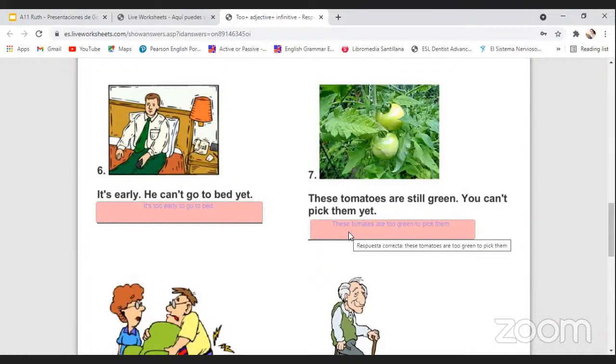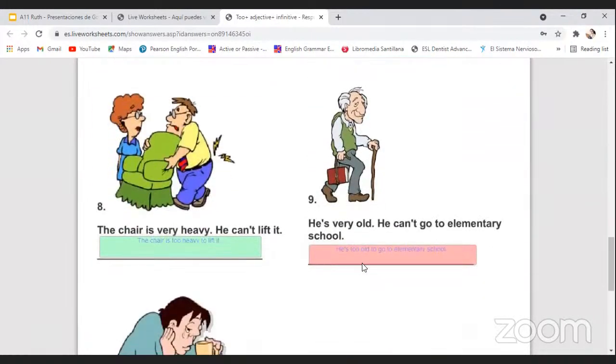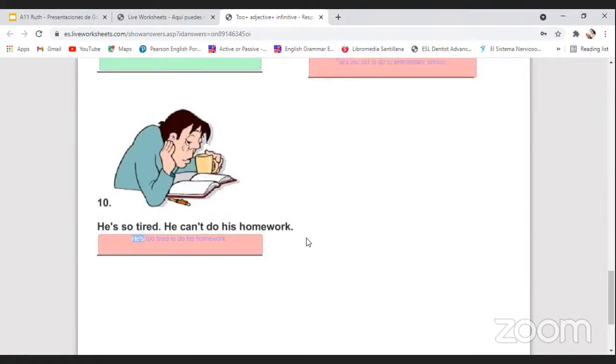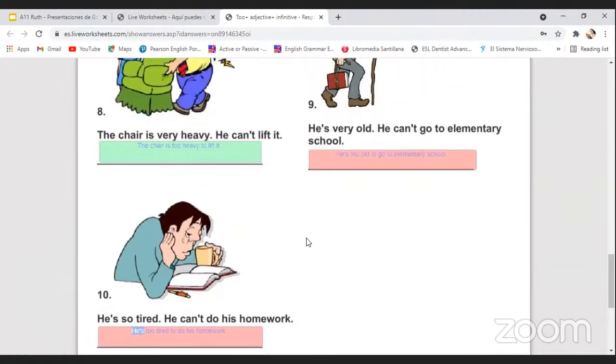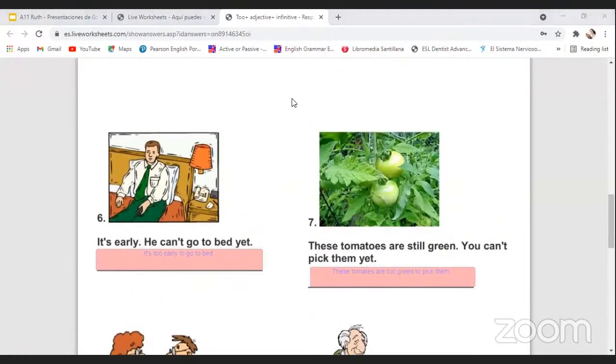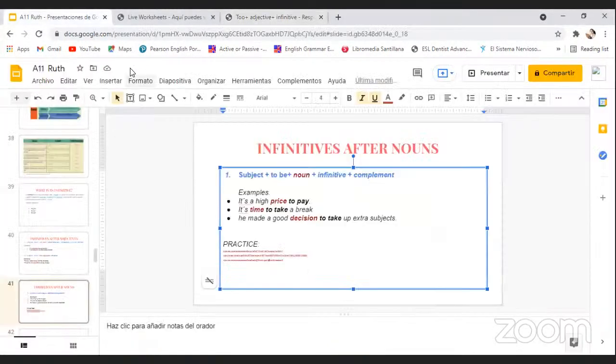These tomatoes are too green to pick them, correct? Again, it was just because of the final dot, correct? He's too old to go to elementary school, yep. And again, it's because of the dot at the end. He's too tired to do his homework. Yeah, it's because of the abbreviation, but it's correct. So you got 10 over 10. Everything is correct, Leandro. Oh, okay. I wanted to see what was bad in those exercises, but thank you. No, all right. Yes, everything is correct.